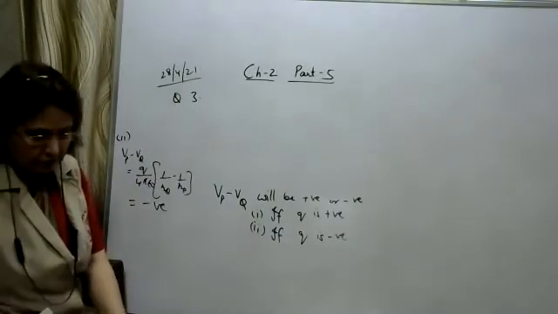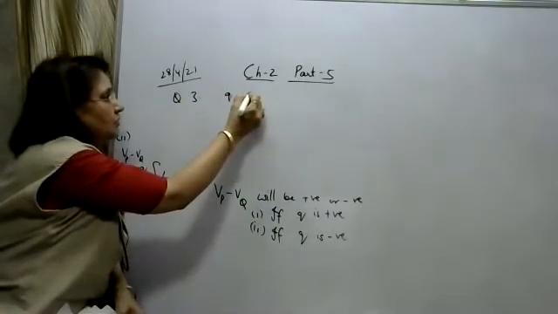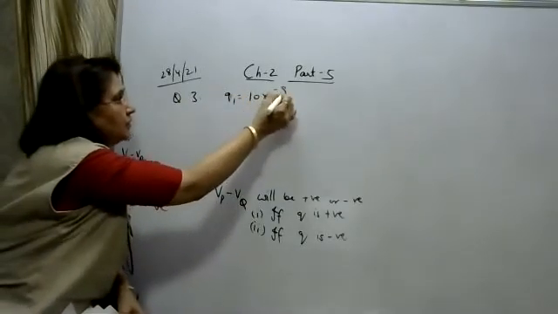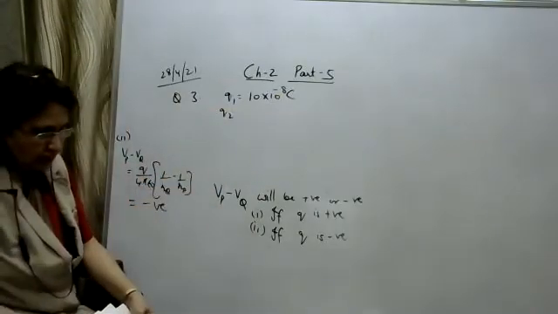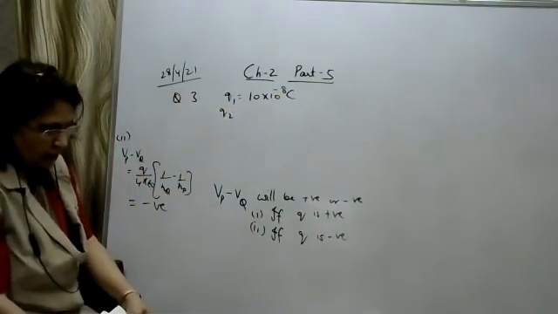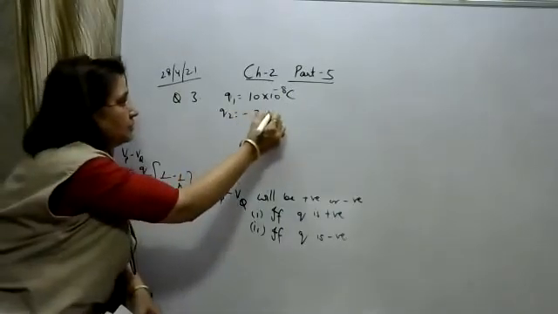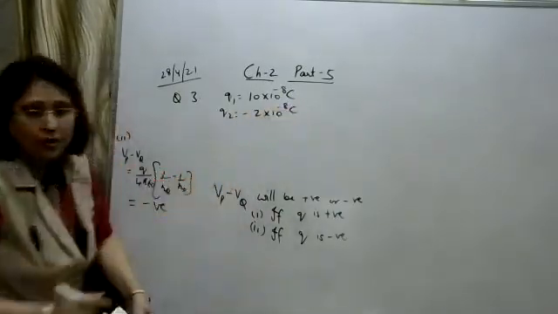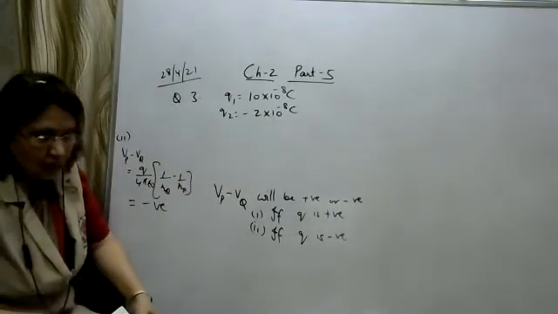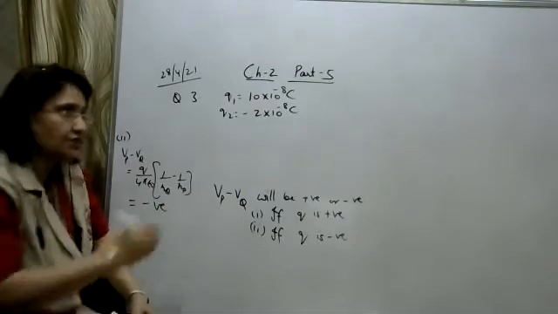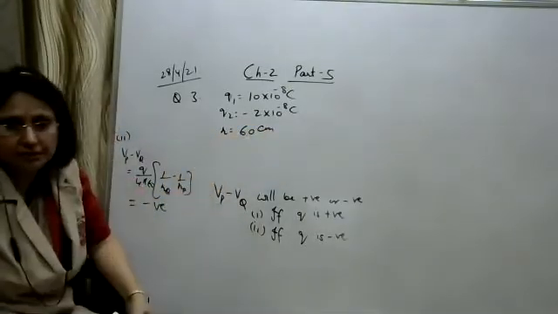Q1 is 10 into 10 raised to the power minus 8 coulomb. And the other point charge Q2 is minus 2 into 10 raised to the power minus 8 coulomb. The 2-point charges Q1 and Q2, as written on the board, are separated by 60 centimeters.